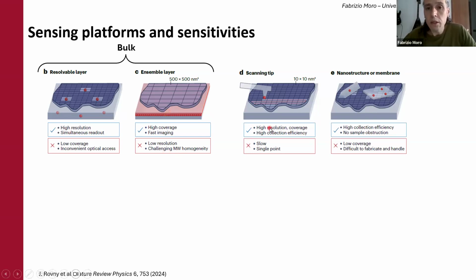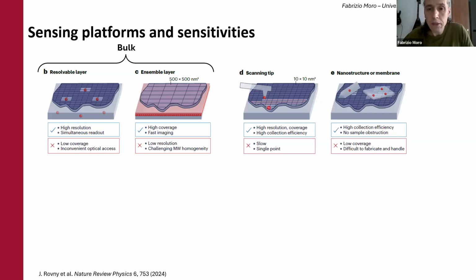The second platform entails the scanning tip. The scanning tip is essentially made by combining optical spectroscopy with an NV center that is, in general, in a nanocrystal attached to the end of an AFM tip, atomic force microscopy tip. And this provides high resolution because we can scan the tip over a magnetic sample and have a resolution down to the nanometer scale.